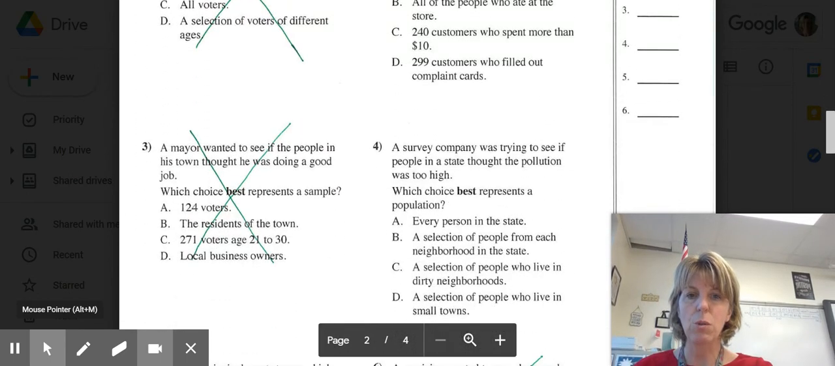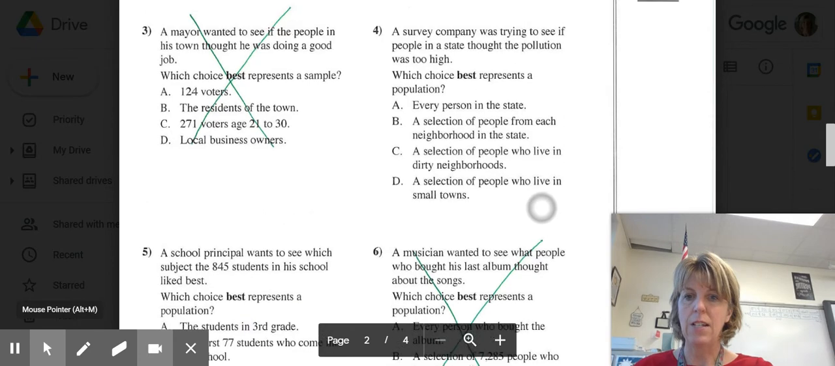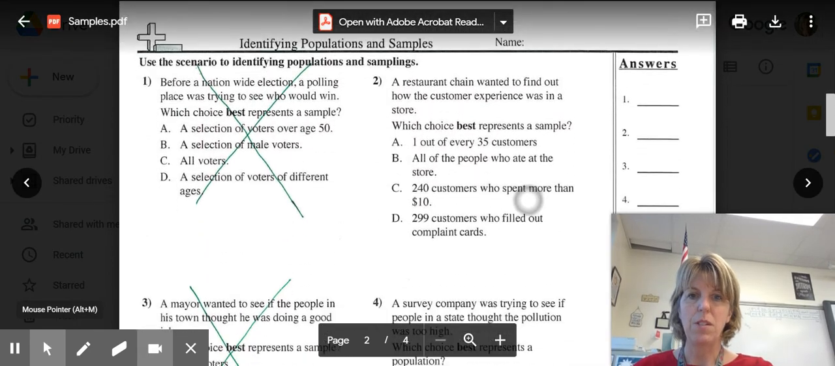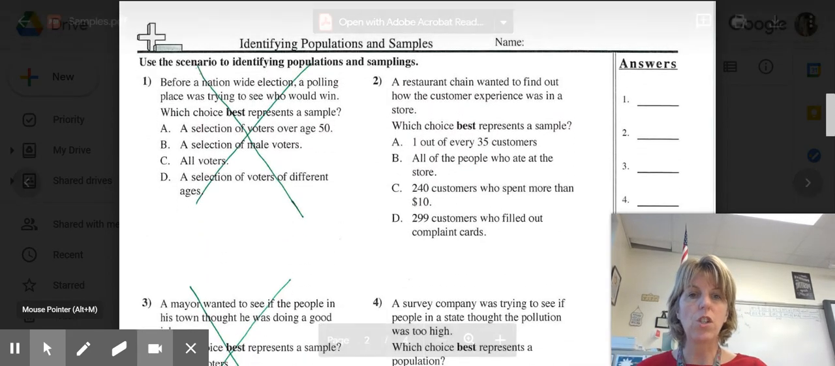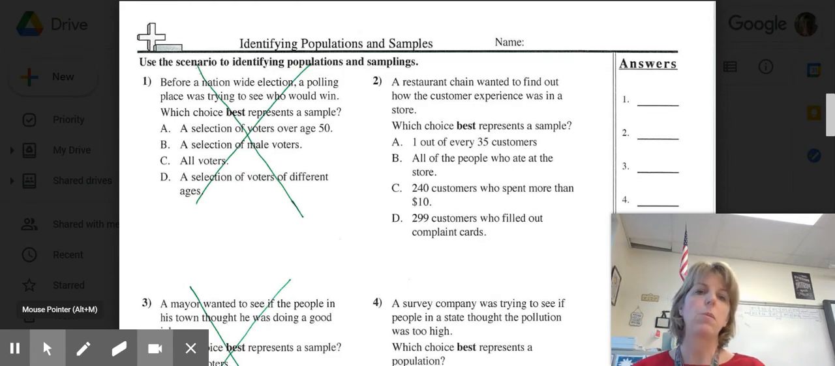All right, let's look at just 2 more and we'll be done. Let's look at number 2 on this page. Number 2, a restaurant chain wanted to find out how a customer experience was in the store. Which choice best represents a sample? They want to know what their experience is like in the store. So they ask 1 out of every 35 customers.